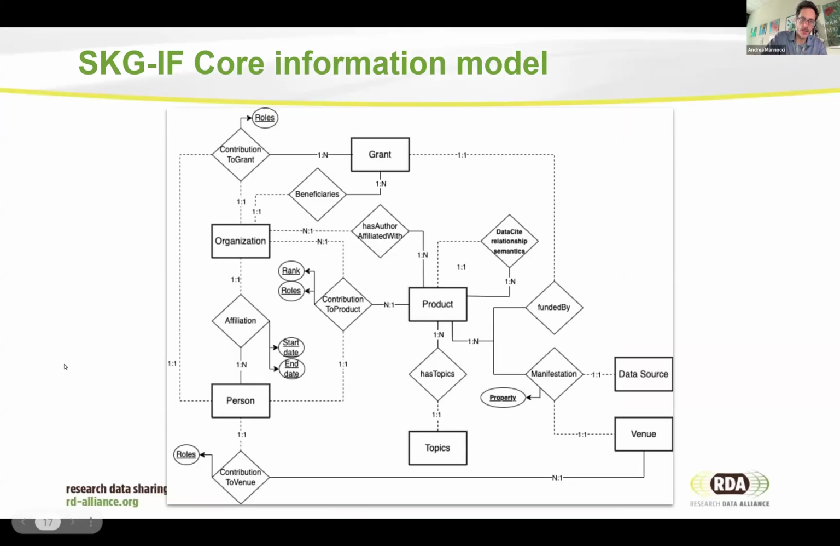Yeah, so as I was saying, these are in the rectangles, the 7 entities that we defined, and the relations that exist between them. Next, please.